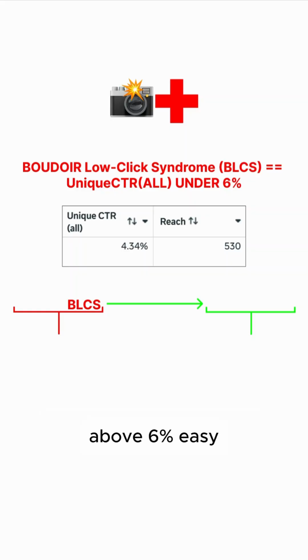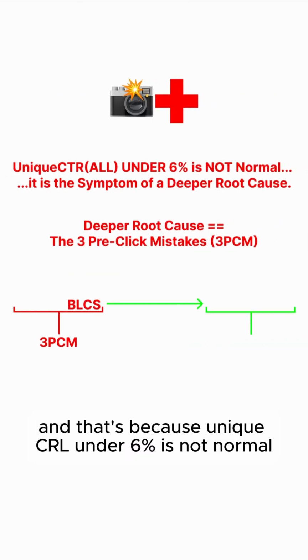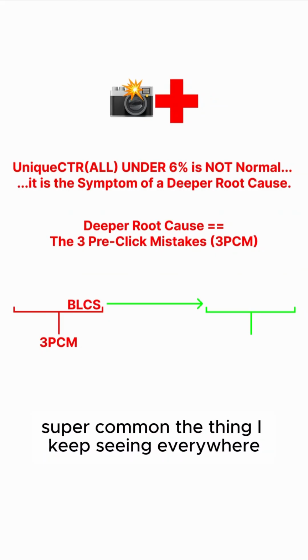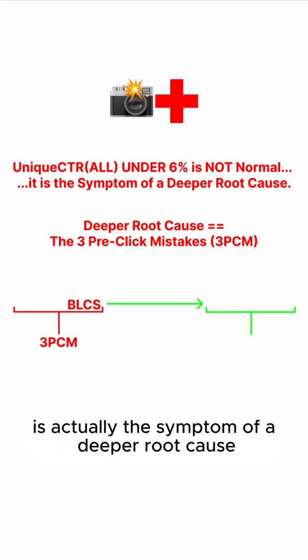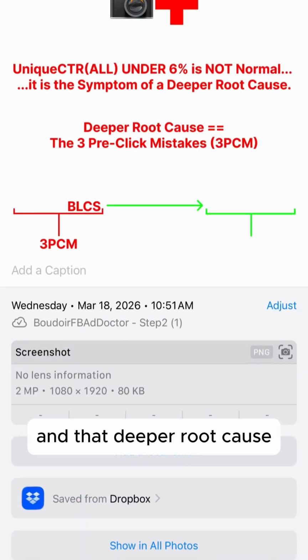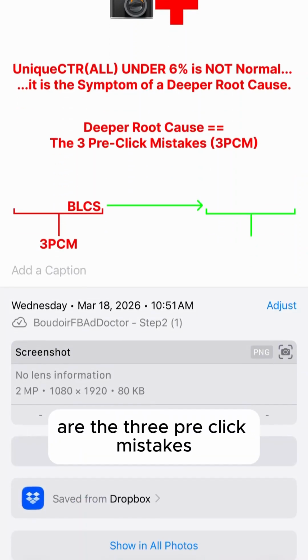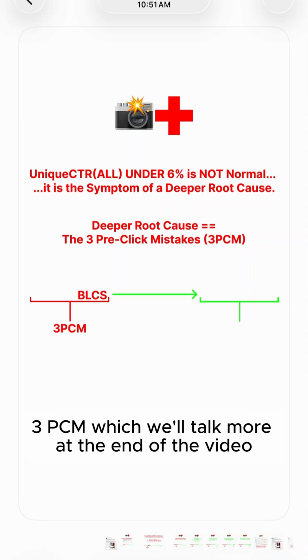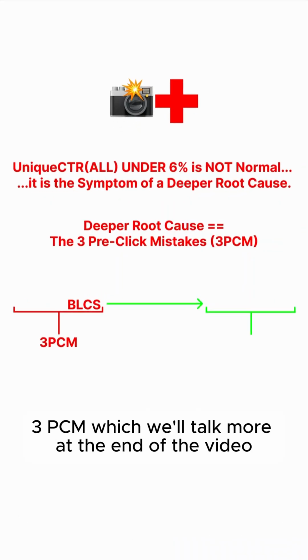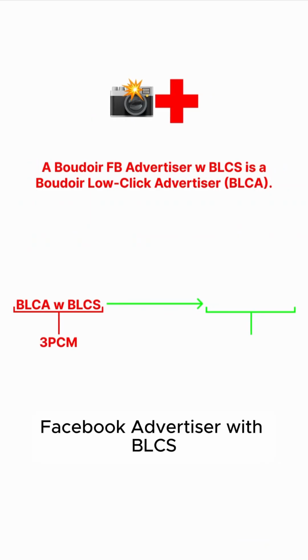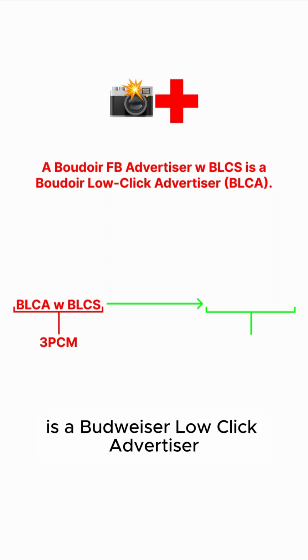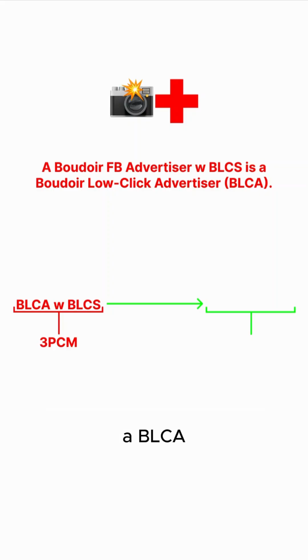Above 6%, easy. And that's because unique CTR under 6% is not normal. It's super common, the thing I keep seeing everywhere, and everyone accepts it as normal, but it's not normal. It's actually the symptom of a deeper root cause. The deeper root cause is the 3 pre-click mistakes, 3 PCM, which we'll talk more about at the end of the video. We also know that a boudoir Facebook advertiser with BLCS is a boudoir low-click advertiser, a BLCA.